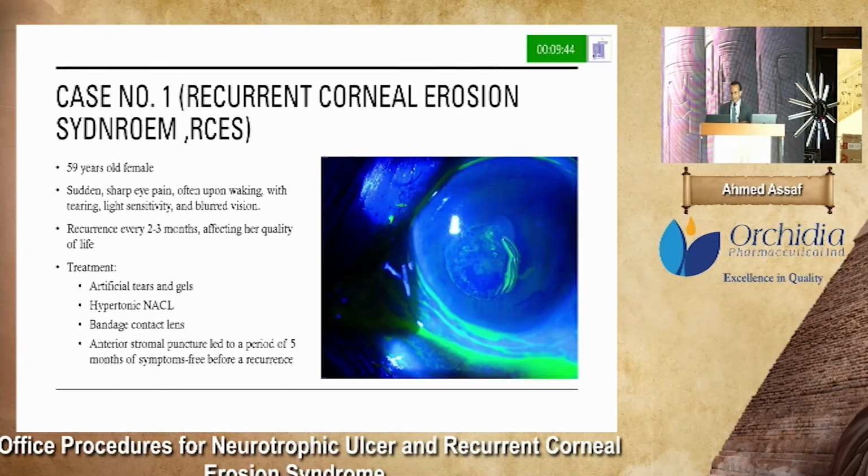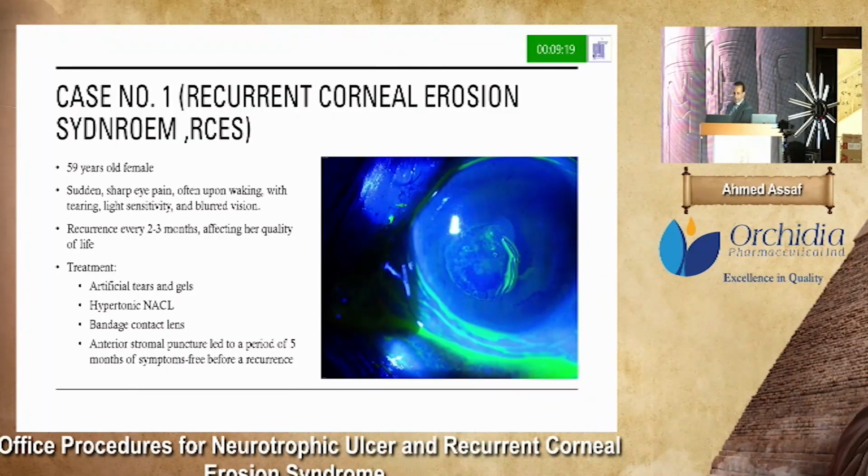So case number one is a case of recurrent corneal erosion syndrome of a 59-year-old female with complaint of sudden sharp eye pain upon awakening in the morning with tearing, photophobia, and blurred vision. She reported recurrence of the symptoms every 2 to 3 months, and she had a history of corneal abrasions around 6 months ago.